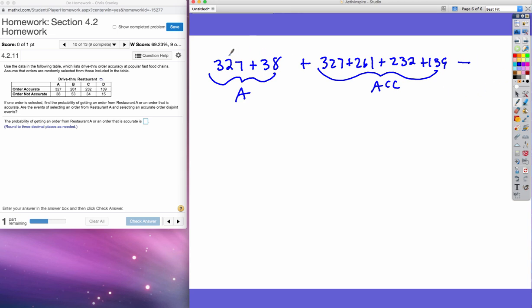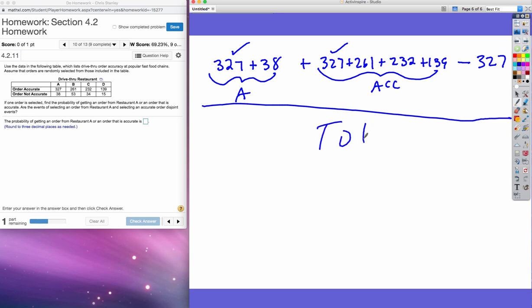If you notice here, that got added and that got added twice. It needs to only be added once, so we're going to subtract that out once. And you're going to take that and divide by the total. So you do all this and divide by the total, which would be basically everybody. You have to add all of these. That plus that plus that plus that plus that plus that plus that plus that. Okay? That's how you do that.